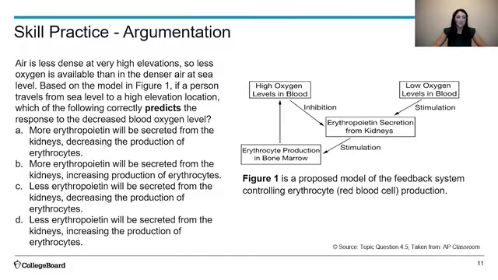And the question asks you to predict what the response will be based on the blood oxygen level decreasing in that high elevation. The correct answer to this question is B, that there will be more erythropoietin that will be secreted from the kidneys, increasing the production of erythrocytes. And we know that that's the answer because if we look at our figure 1, we can see that when there's low levels of oxygen in the blood, that will stimulate more erythropoietin secretion from the kidneys. And that also stimulates then more erythrocyte production in the bone marrow, which matches best with choice answer B.